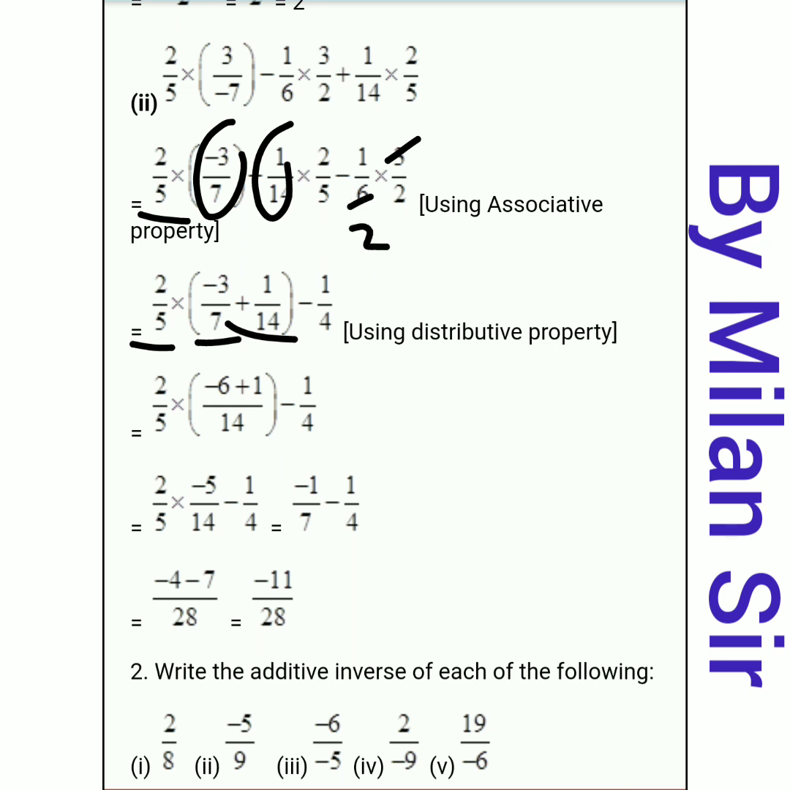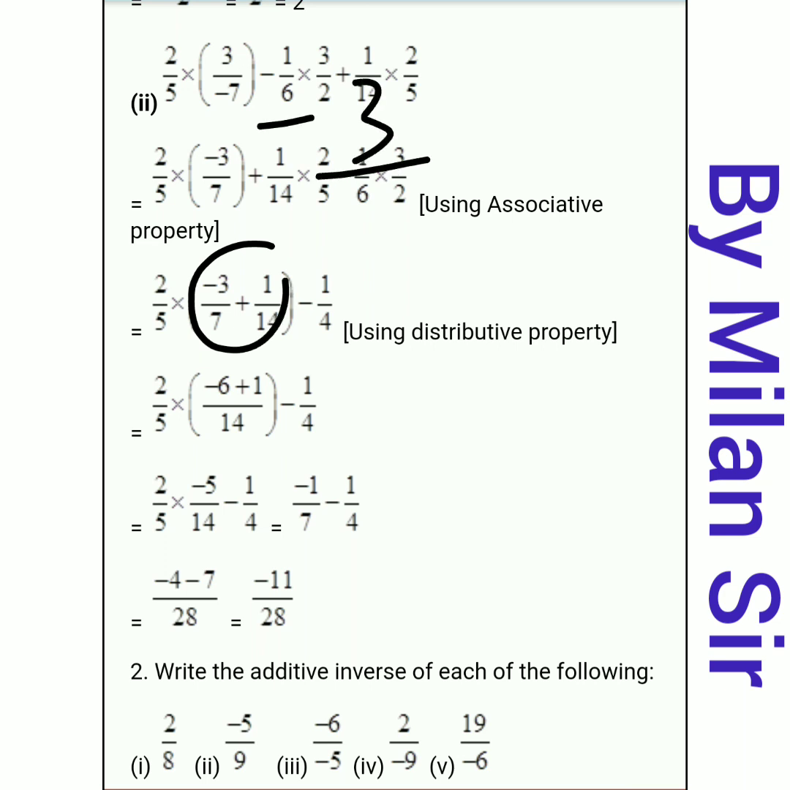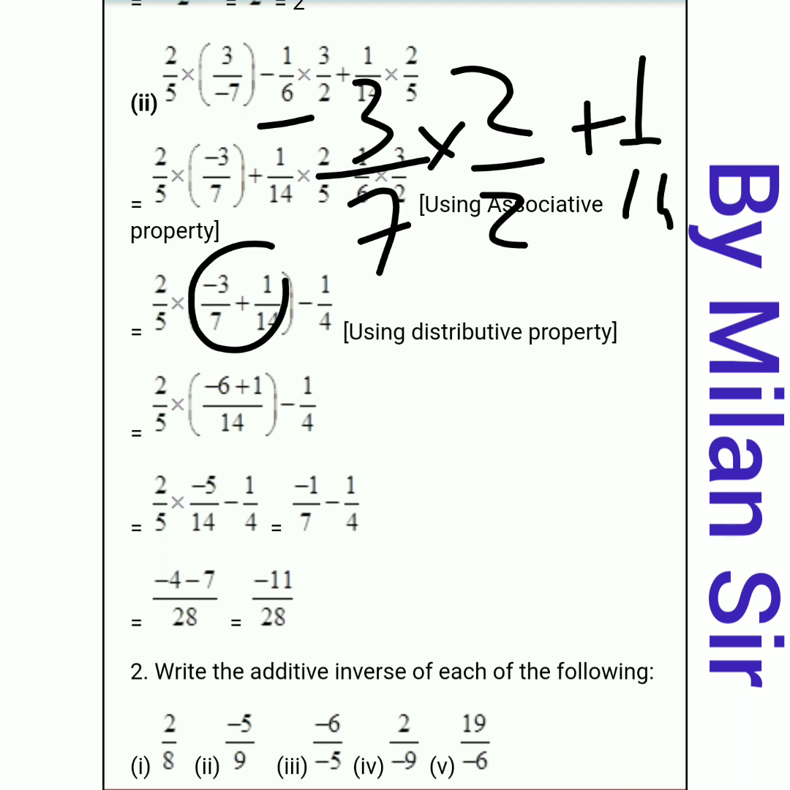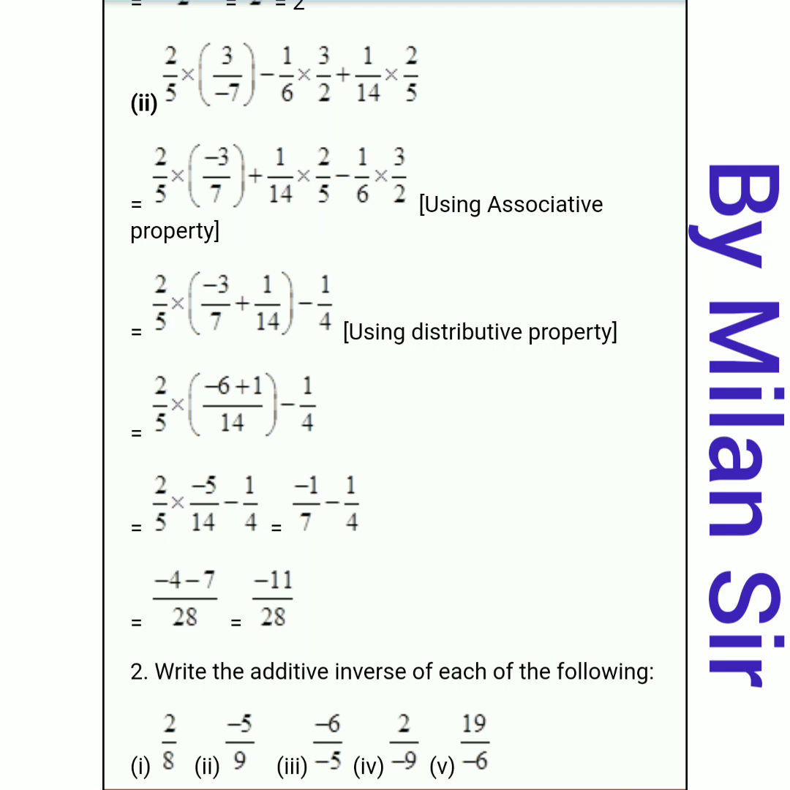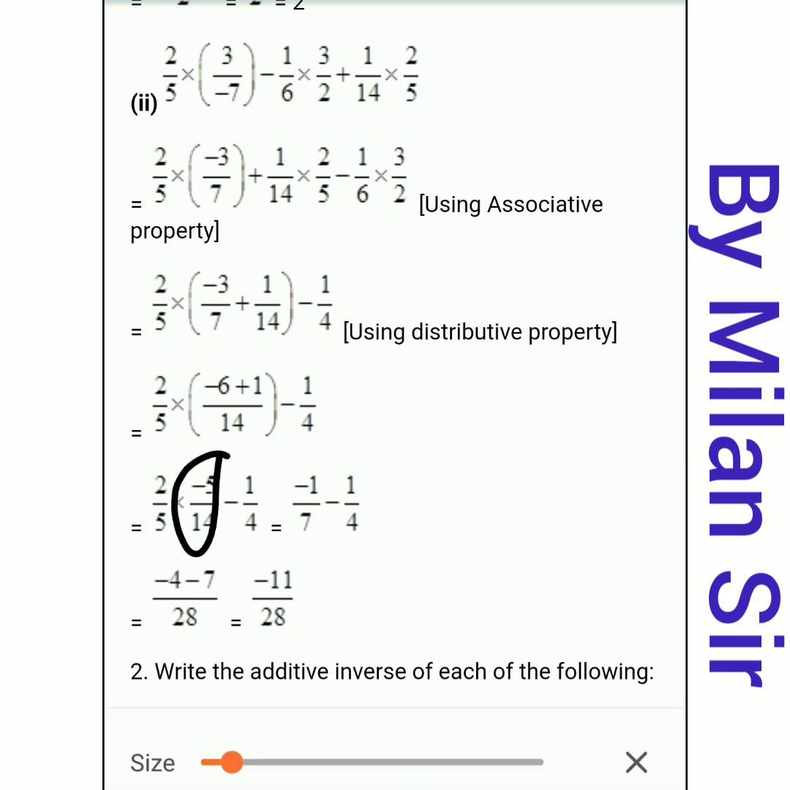Here 3 twos are 6. So we simplify our last term, so we get minus 1 by 4. Then this is a distributive property, right? We take 2 by 5 as common. This is the distributive property. Then we simplify our bracket, right? We take LCM here. So we convert 3 by 7. Now we convert our 7 into 14, so we multiply and divide by 2, and 1 by 14 as it is. So LCM 14, numerator 3 twos are 6, minus 6 plus 1, right? So if we simplify it, we get here minus 5 upon 14.